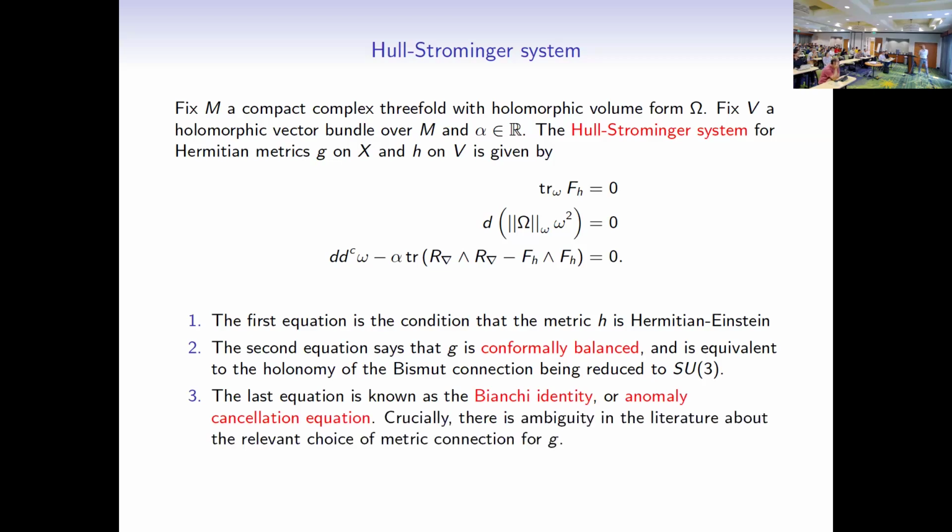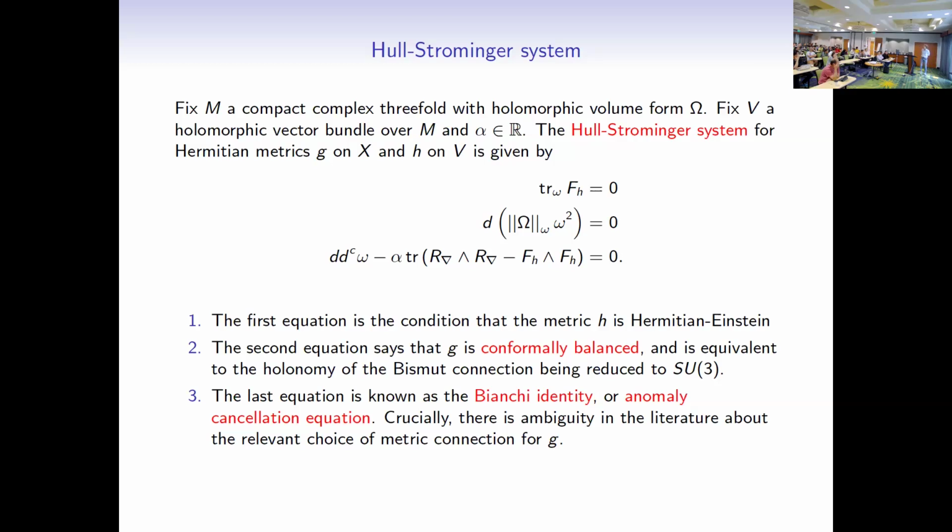But even in the physics literature, going back to the very beginning, there's some ambiguity about what connection you're picking. So what is actually going on in this last term? I have dd^c omega, that's easy enough to understand. But then I have the trace of this representative of the first Pontryagin class of T^{1,0} plus V. And so you need the metric on the vector bundle, but you also need an auxiliary connection on T^{1,0}.